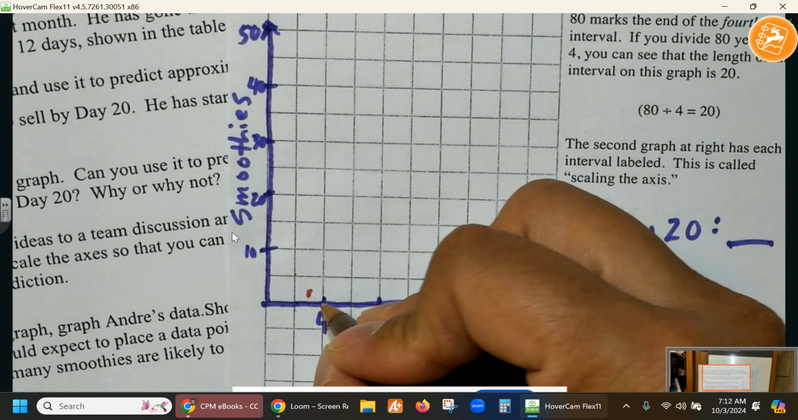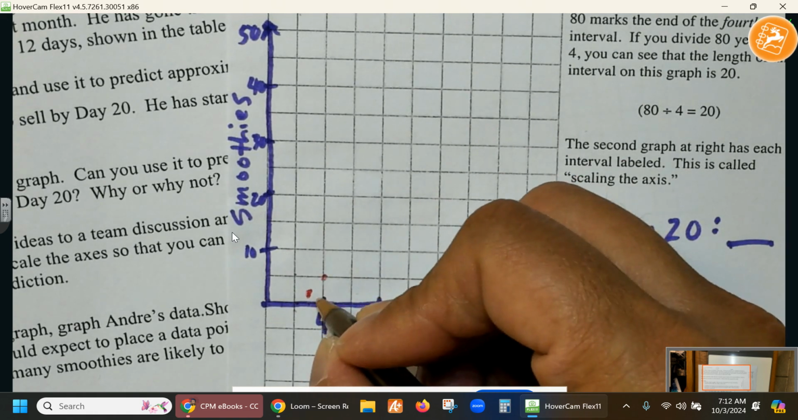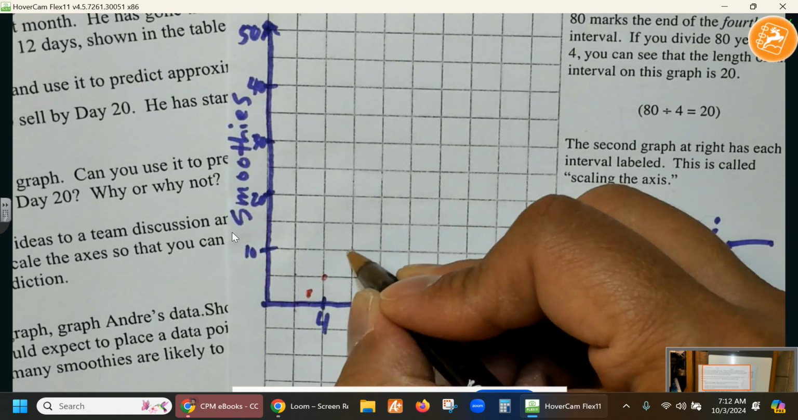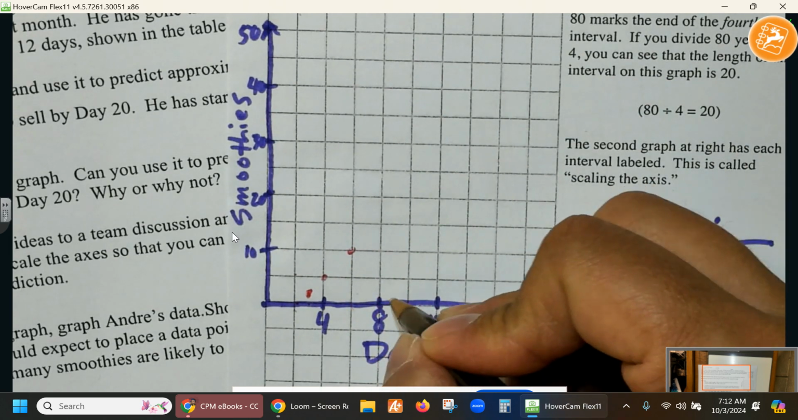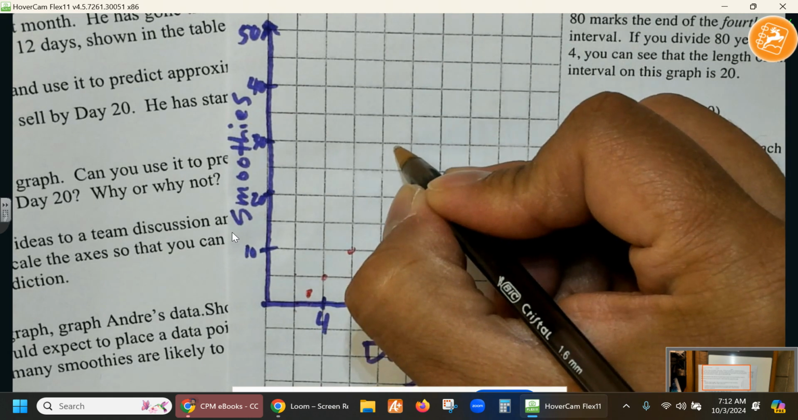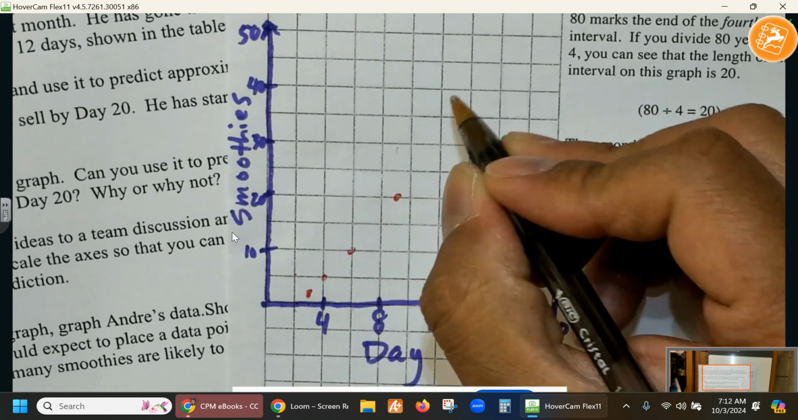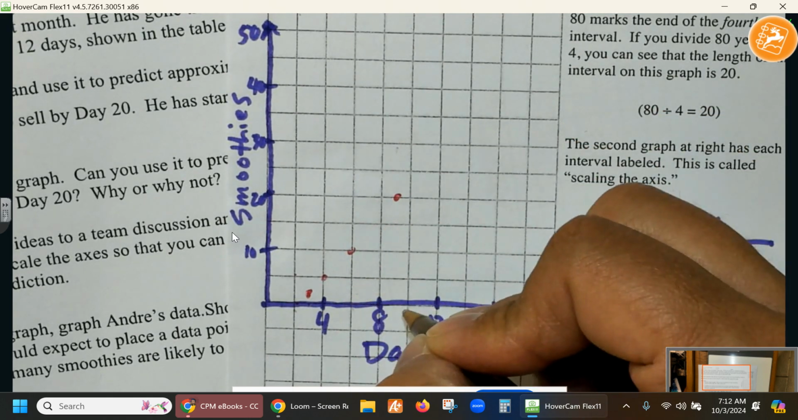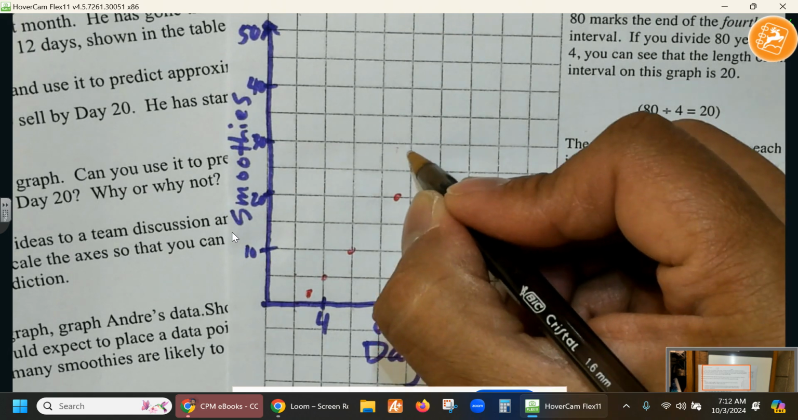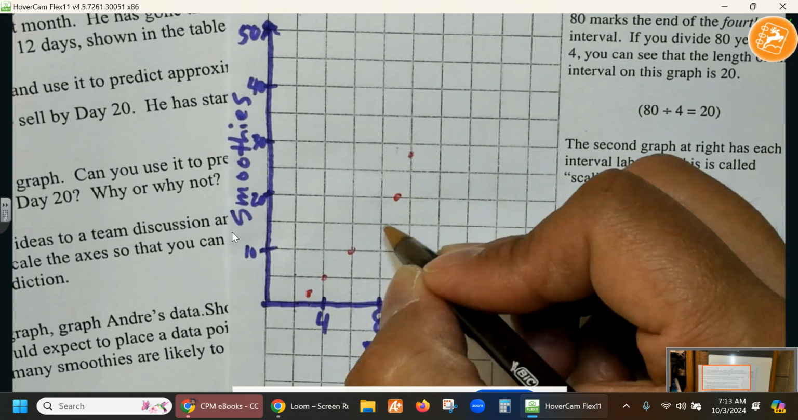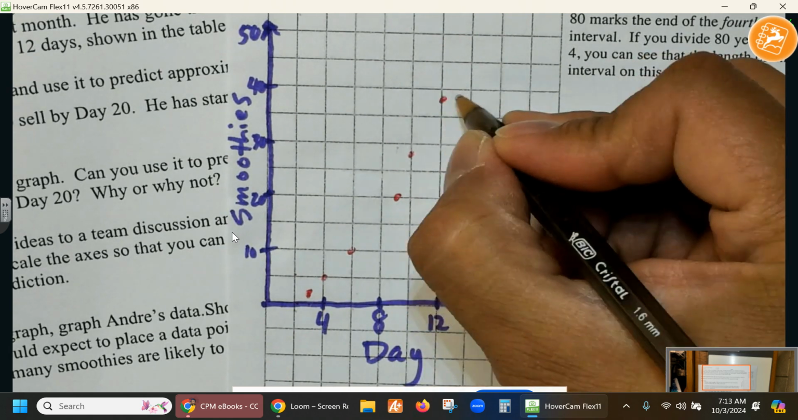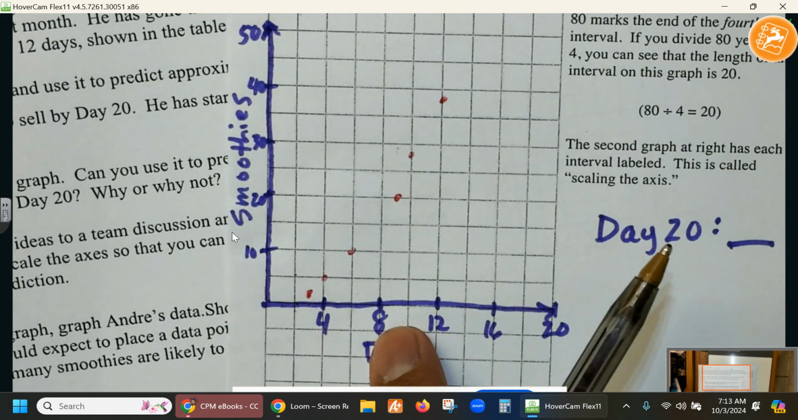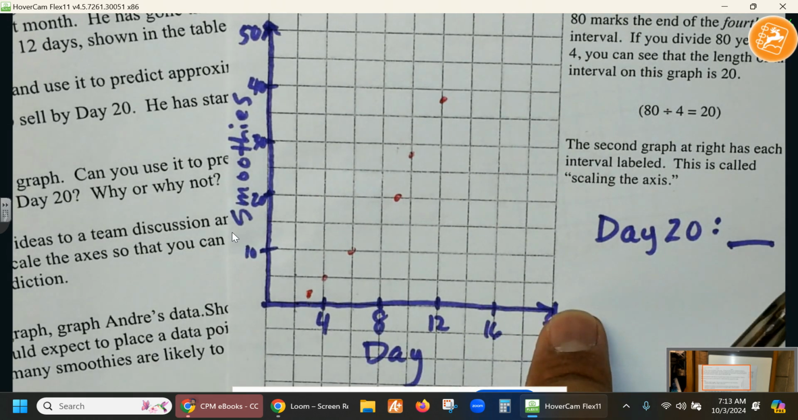4, 5. 6, 10. 9, 20. 10, 28. 12, 38. And now this is the last of our data, and remember we need to go to 20.